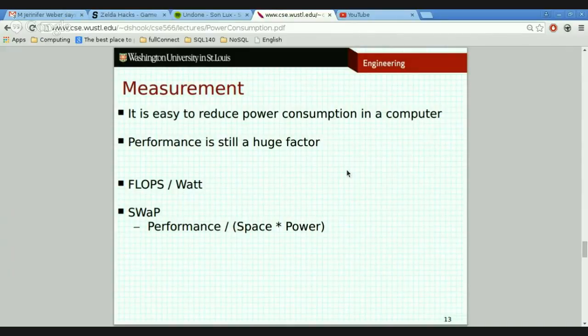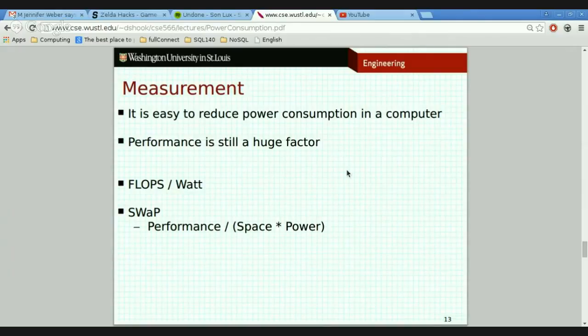Another metric that is sometimes used is this SWaP metric, which is a factor of performance, whether that means flops or something else, over the amount of space that it takes up. How big is this times the power? So it also takes space considerations into account. This is important, especially for very large data centers. You'll see this SWaP number used to reference the efficiency of a particular data center.